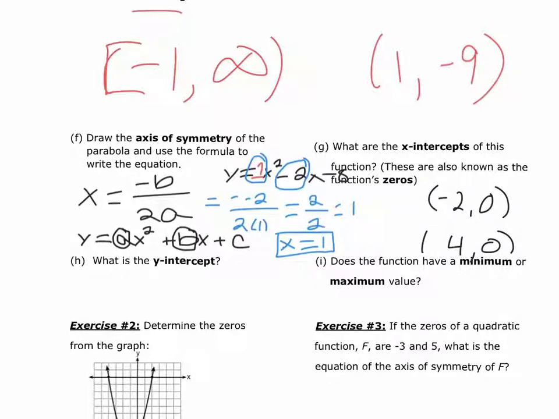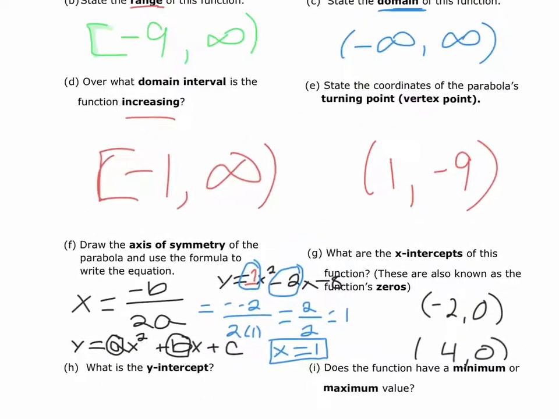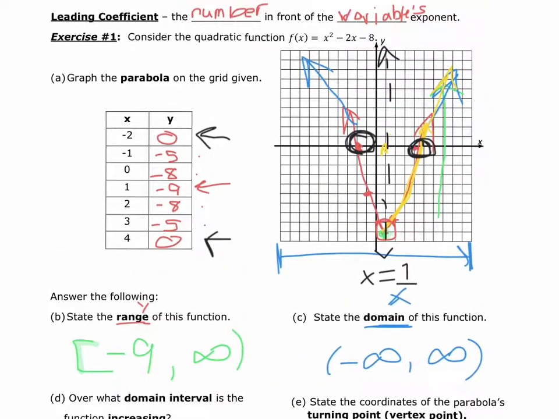What is our y-intercept? Well, our y-intercept is where it crosses the y-axis. So I'm going to look right on here. It's kind of hard to see on my graph because I was making lots of marks on it, but there is a point right there. I'm going to circle it, and that would be 0, negative 8. I can also see it here on my table where x is 0.